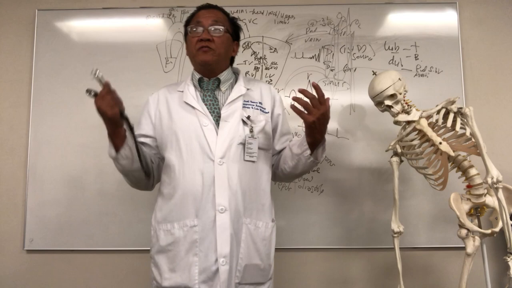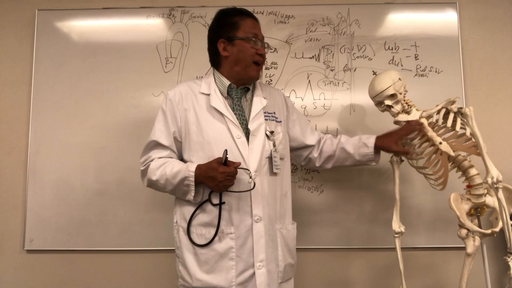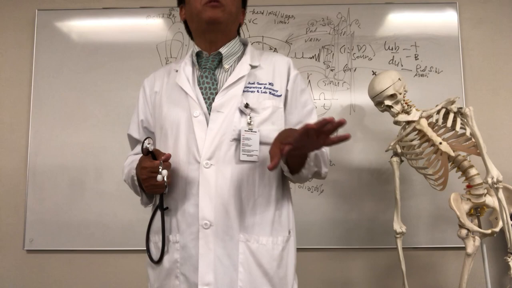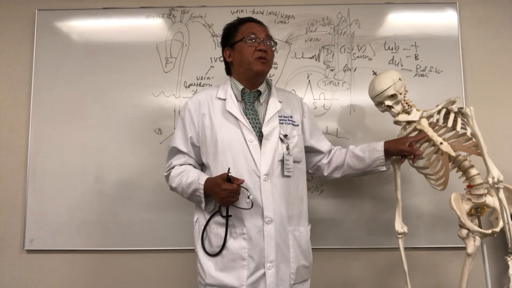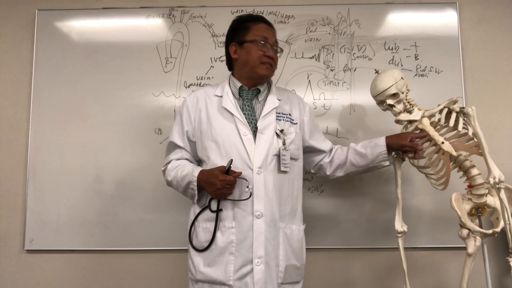Now, the aortic valve is found on the right, second intercostal space. What do you mean by intercostal space? The space between the ribs. Okay, the first rib is here. The second rib is there. The space between the first and the second rib is called first intercostal space. The answer would be where? Second intercostal space, or ICS, right parasternal border.